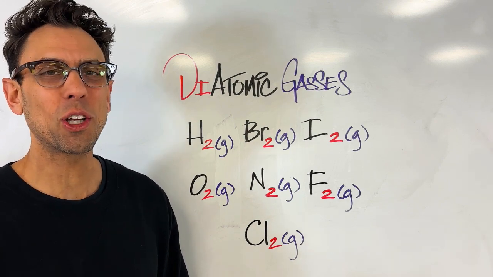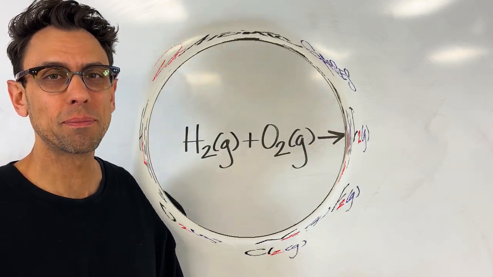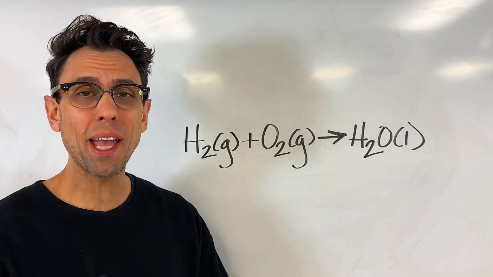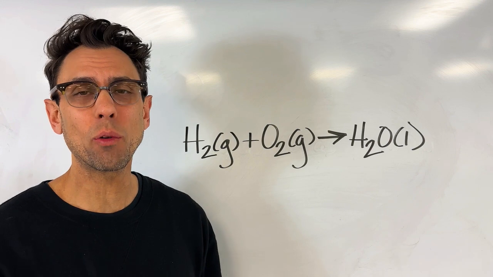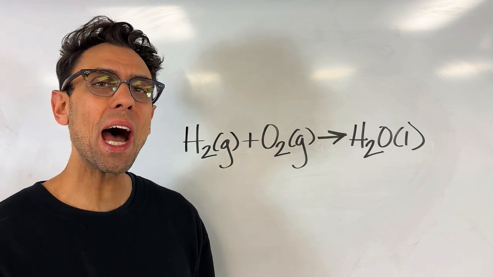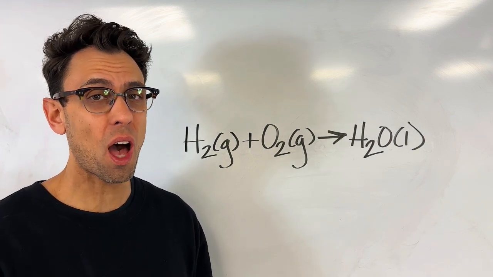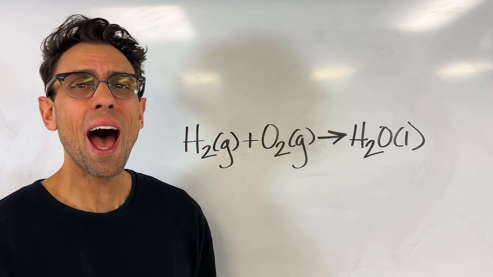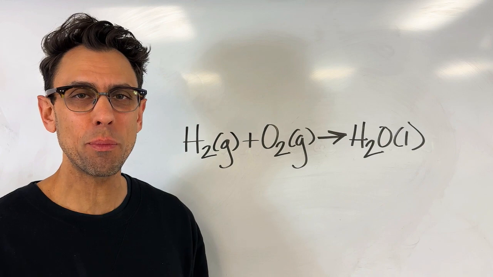I think we should take a look at an example to clarify. Let's imagine we were tasked with writing a proper chemical equation for the following reaction. It reads, hydrogen gas reacts with oxygen gas, forming water. Okay, how do we translate that into proper symbols?